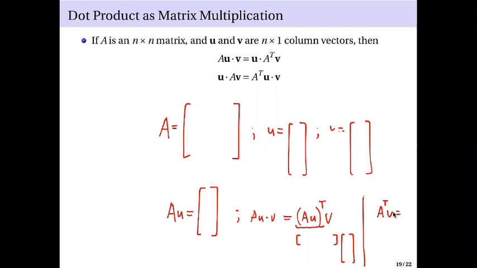So this A transpose v is definitely not the same as Au, unless A is symmetric, u and v are the same, etc. But this A transpose v is still a column vector. And therefore, u dot A transpose v is equal to, I don't have enough space here. Let me erase this part here.